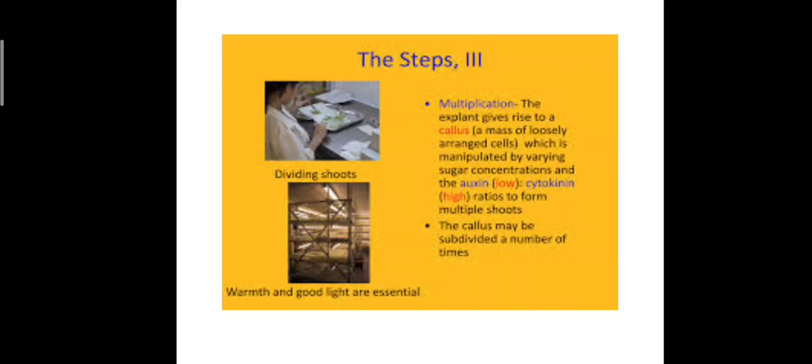In the multiplication step, the explant gives rise to the callus, or it may be shoot initiation, which is manipulated by varying the sugar concentration and the auxin cytokinin ratios to form multiple shoots. The callus may be subdivided a number of times. So according to the ratio of auxin and cytokinin, it is induced to form multiple shoots, or it is induced to form the callus.